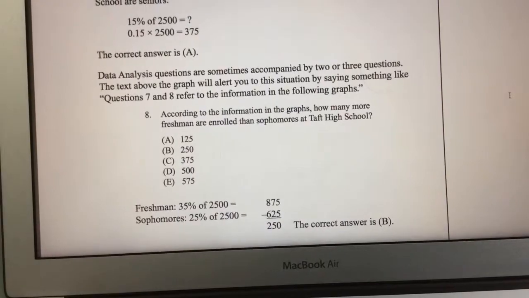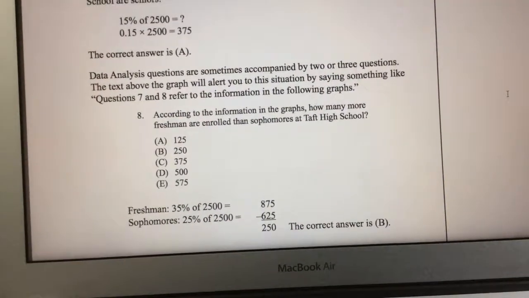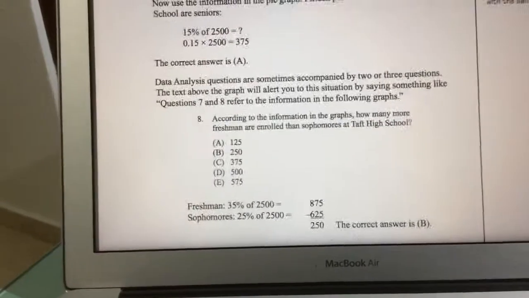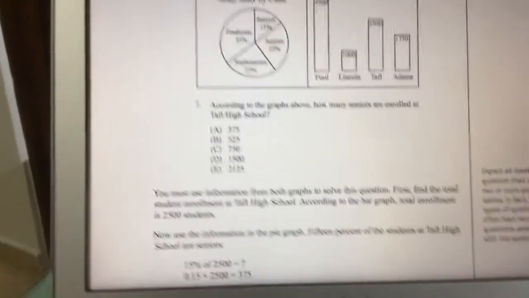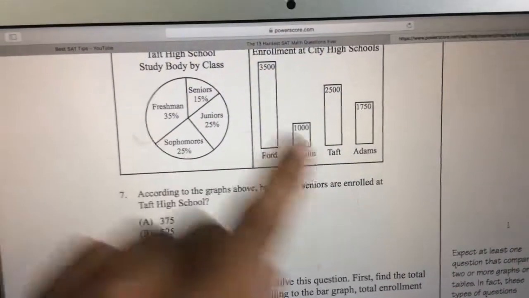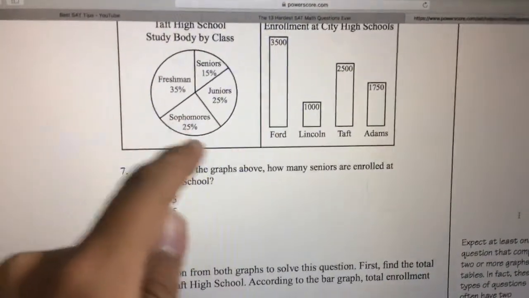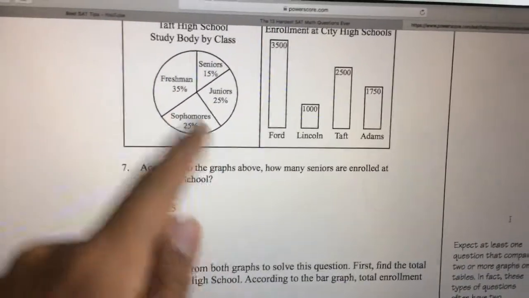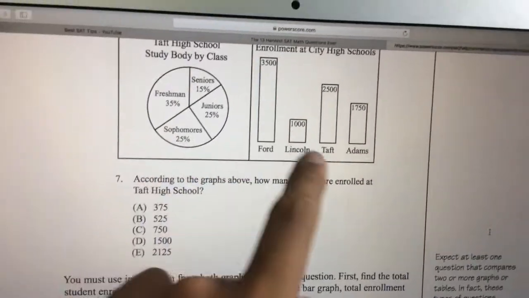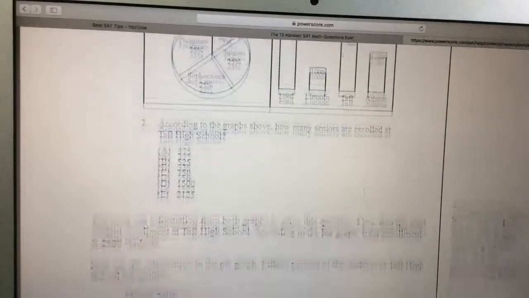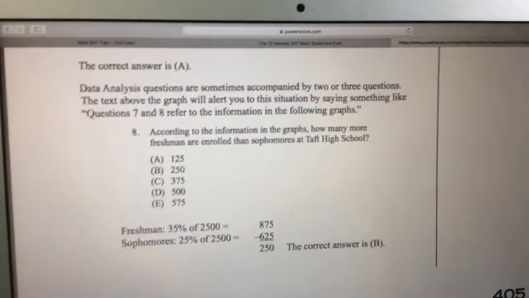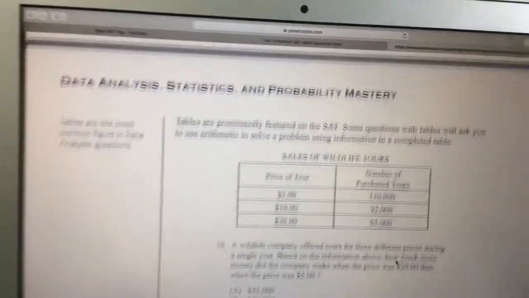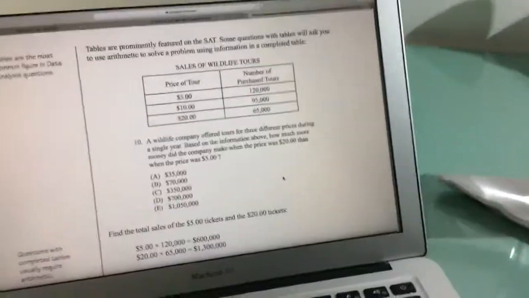According to information in the graphs, how many more freshmen are enrolled than sophomores? Okay, so how many more freshmen? As I said before, you need to multiply 0.35 times this, and then for the sophomores, which have a smaller percent, you multiply it, then you subtract, and you will get your answer. Just what is here. Don't get scared, guys. This is so easy, especially if you have done a great job in high school.